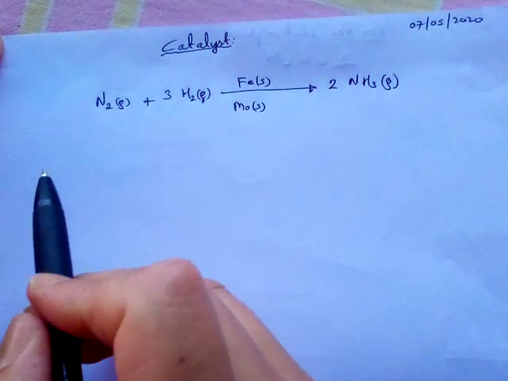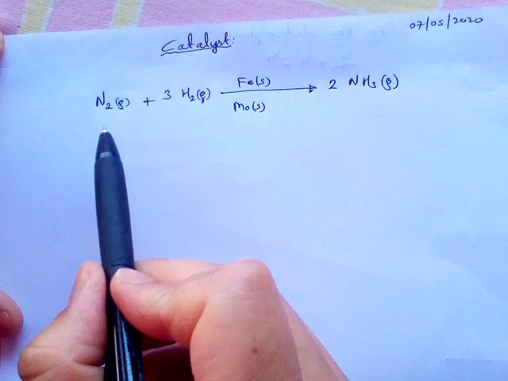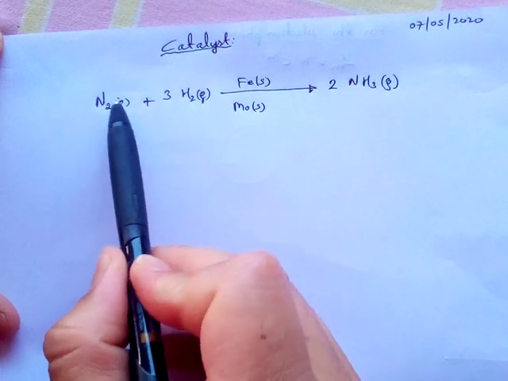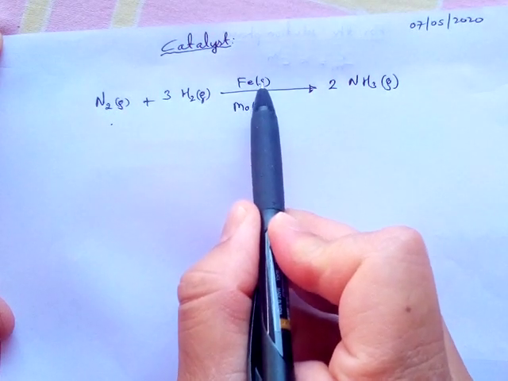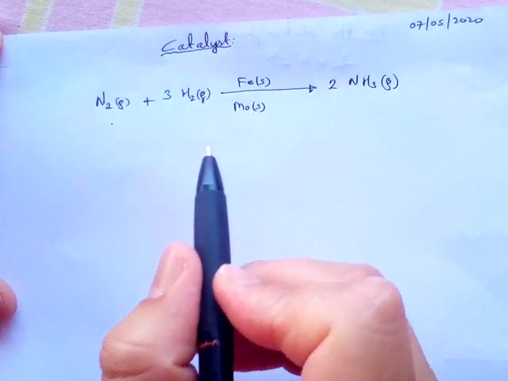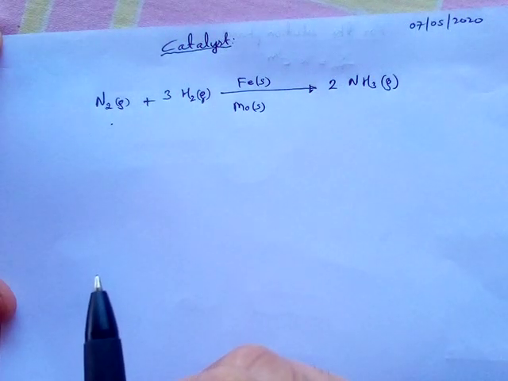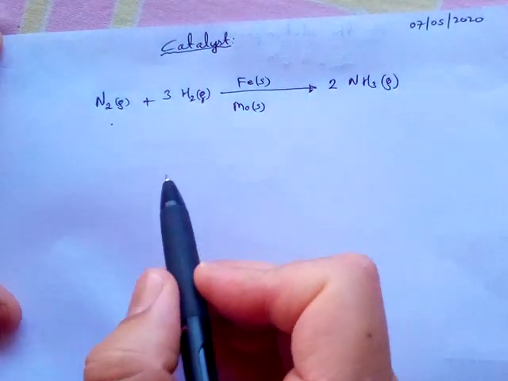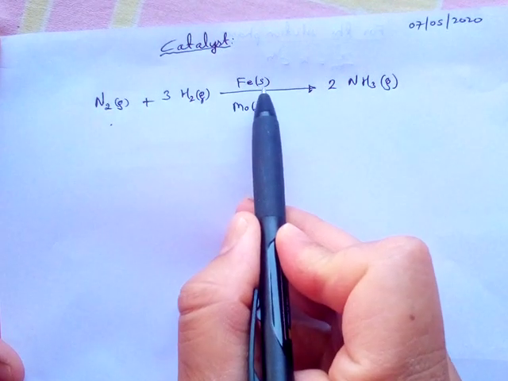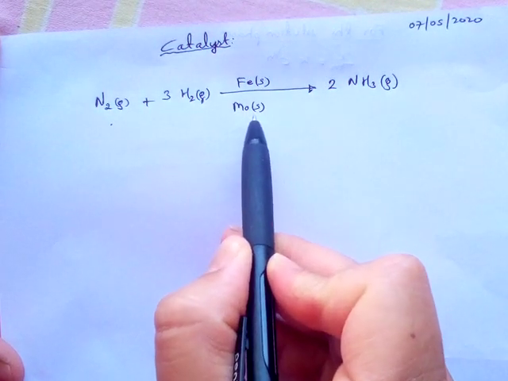Right. So this is an example of a heterogeneous catalyst in which the reactants are in the gaseous phase, whereas the catalyst is in a solid phase. This reaction is important because this is the industrial process for the preparation of ammonia by the Born-Haber process. Here we must know that iron is a catalyst and molybdenum is a promoter.